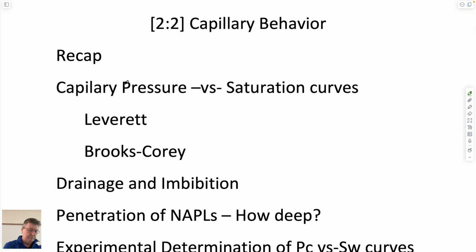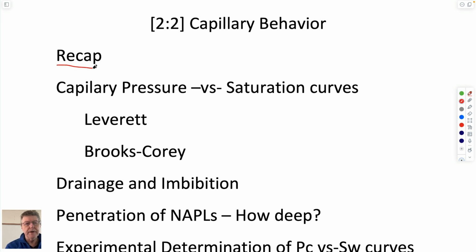So, last time we were talking about capillary behavior. And so what we'll do is move on from there. So our usual deal is, if I get this working, to give some kind of recap.